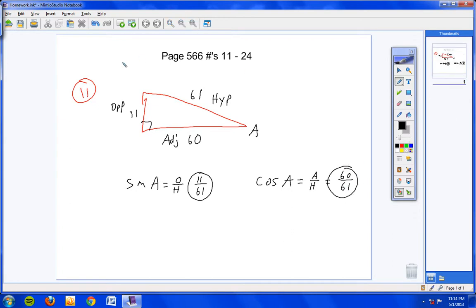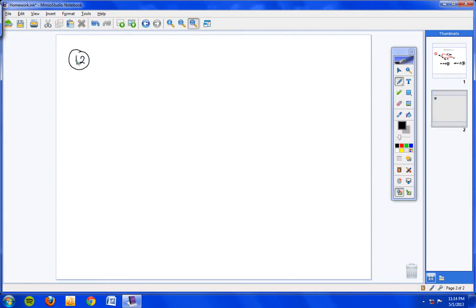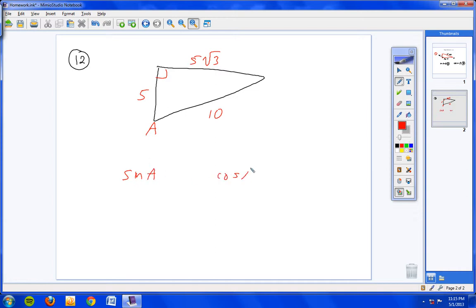The directions for 11, 12, and 13 have said they want your answers written as fractions, so we're going to do what the directions say. All right, here's the next triangle. This is number 12. Let's quickly label the sides: 5, 5 square root of 3, and 10. And here's angle A down here. They're asking us to find the sine of A and the cosine of A.